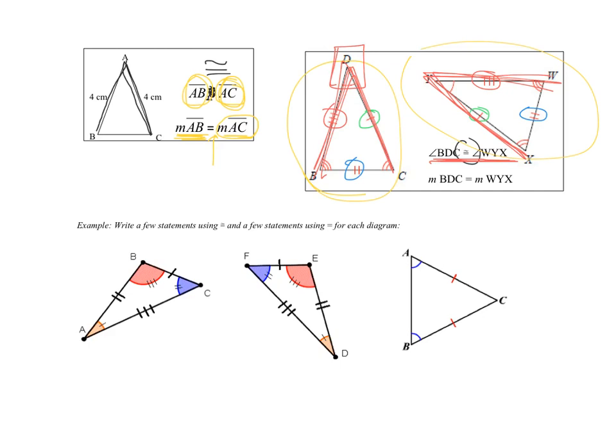Well, this statement is a different one because we have an equal sign here. So this is saying that the measure, and this should have an angle mark here, the measure of angle BDC is equal to the measure of angle WYX. So now we're referring to the actual degree measure, whatever that was. Because they're congruent, that means the degree measures are the same, so we can now use the equal statement. The measure of angle BDC is equal to the measure of angle WYX.